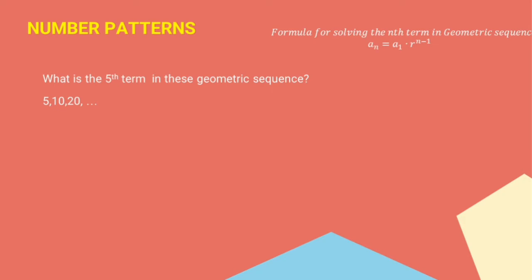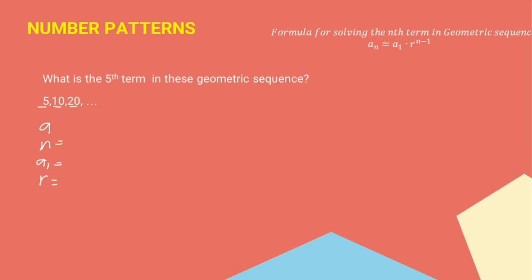So, what's the fifth term in this geometric sequence? Kung mapapansin ninyo, ang ating sequence is 5, 10, 20. So, ang hinahanap natin is yung pang-limang term. So, let's begin with our analyzation. Let's begin with a sub n. Let's say after the a sub n is a sub 1. Then we have r. Okay.